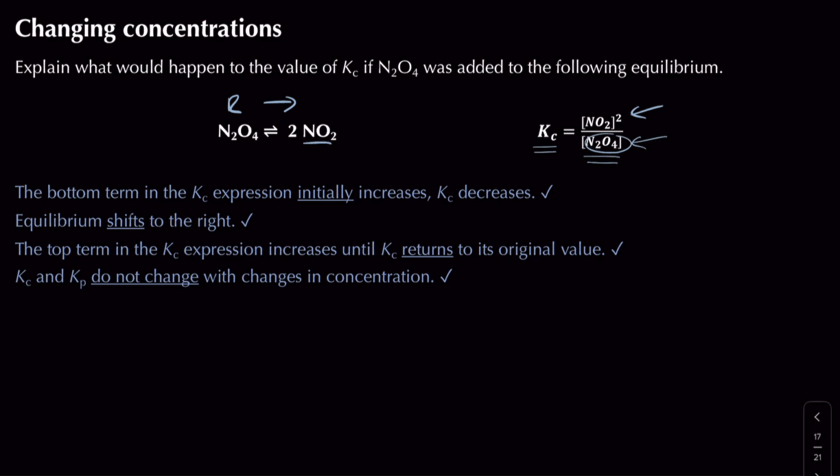Now normally this type of question is worth about 2 to 3 marks, but of course I've gone about it in 4 points that you always mention. First of all, what's the initial change? Which way does the equilibrium shift and why? And then of course, how does it return back to its original value? And the overall statement that we give every time, that Kc and Kp, they don't change with changes in concentration.